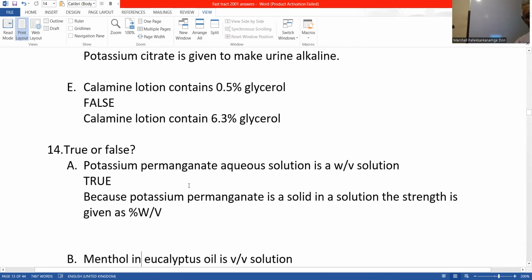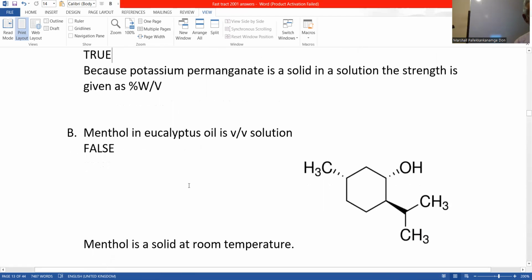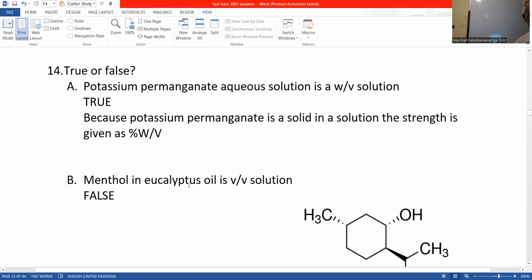Calamine lotion contains 0.5% glycerol. It is 6.3% glycerol. You have to know the formula of calamine lotion. We'll go to question number 14.